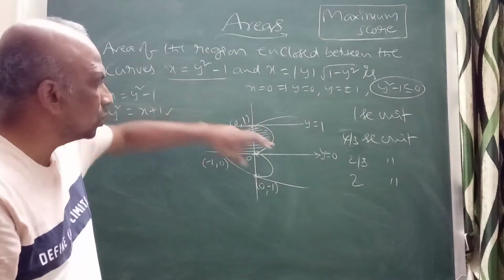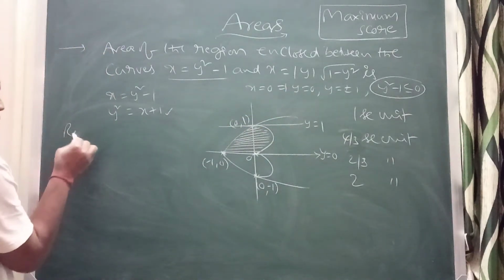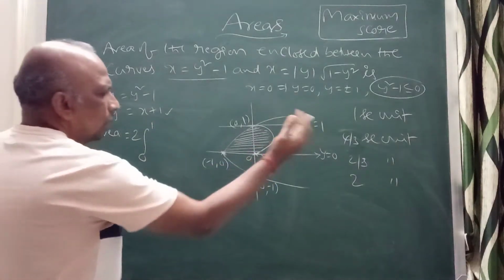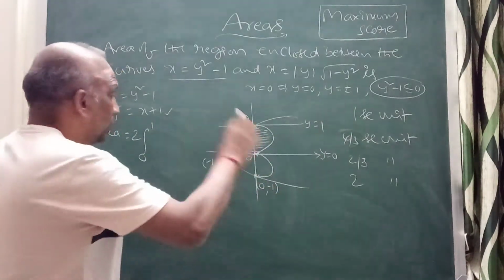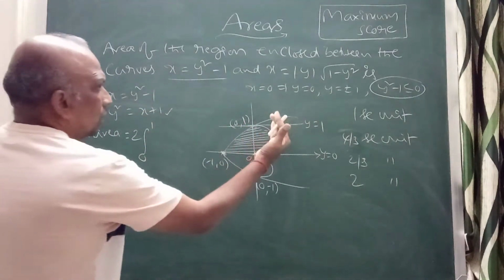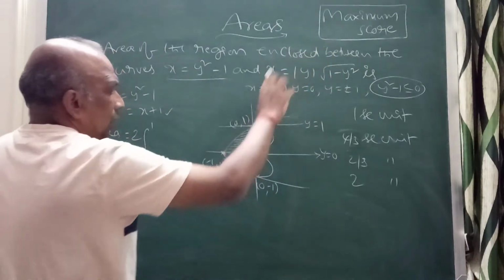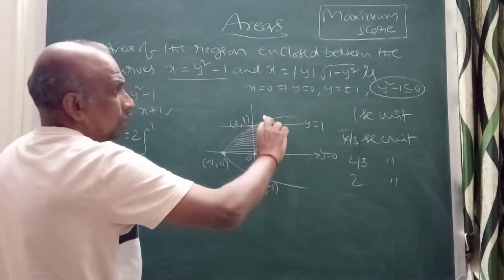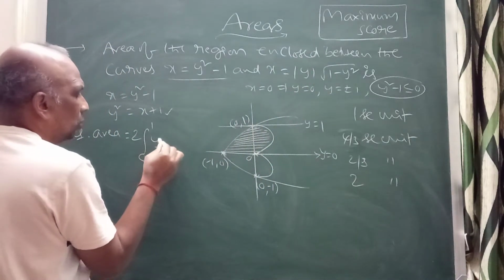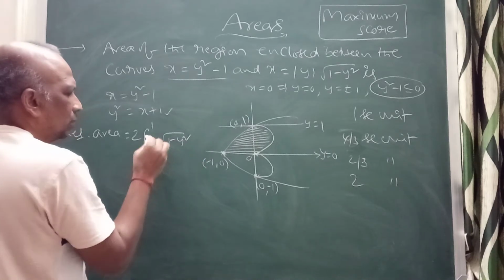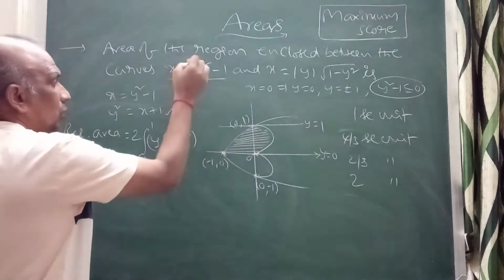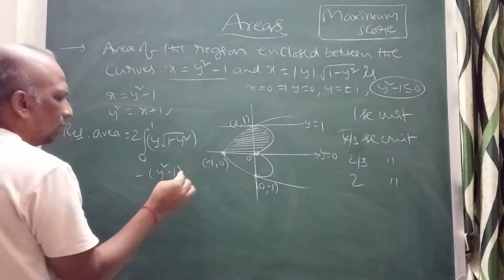So 2 into, I am taking 0 to 1. So required area equal to 2 into integral 0 to 1, right curve minus left curve. So I am using x in terms of y. This is the right curve, this one, where I get y value positive. So I should get x directly in terms of y. I can write y into root of 1 minus y square minus, this is the right curve minus left curve, y square minus 1, dy.